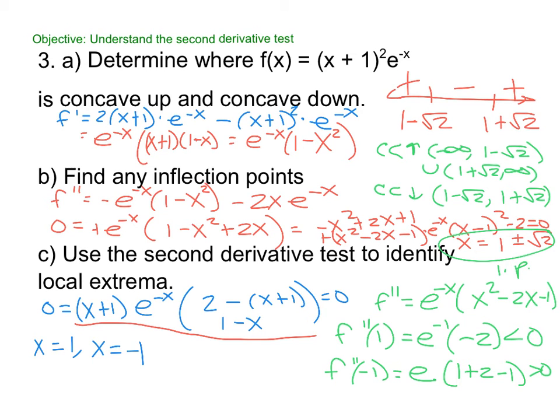So f double prime at x equals 1 is less than 0. That's concave down, so that's a relative max. f double prime of negative 1 is greater than 0. That's concave up. That's a relative min. That's a gross problem, but it's something that you should be able to do. And it's really just solving for those inflection points, which is difficult.